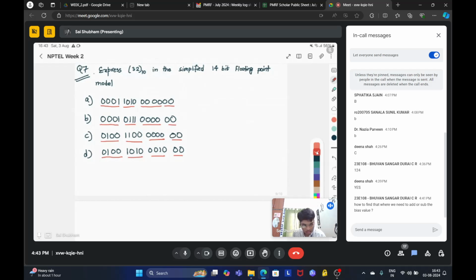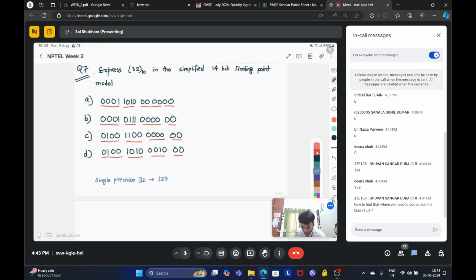So your question is how to find out where to add or subtract the bias value. So bias is always subtracted. Fine. The bias in single precision, that is 32 bit, is 127, and this is always subtracted to get the decimal value.